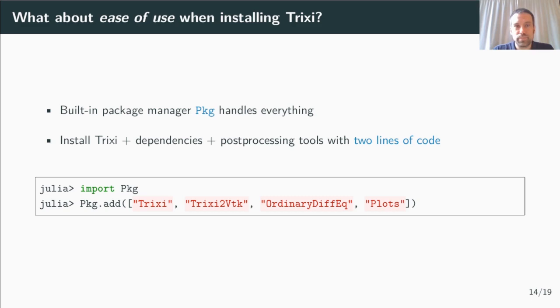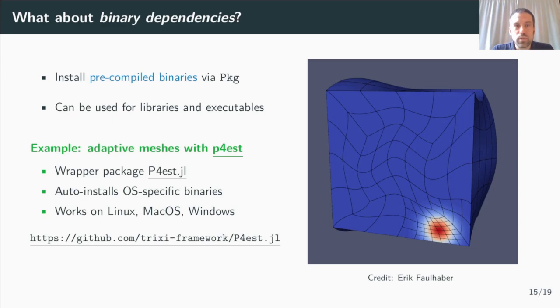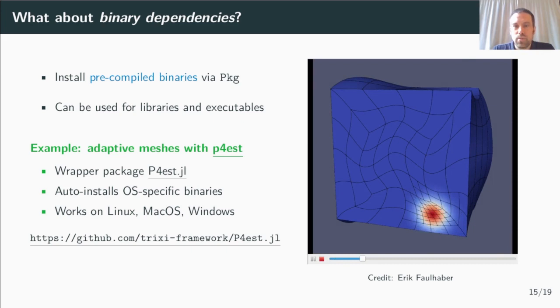This ease of use also extends to binary dependencies. The package manager is also able to install pre-compiled binaries. This can be used, for example, for libraries or executables. I would like to make one example that is actually used in practice in Trixi. This is a simulation with an adaptive curved mesh in 3D. For the adaptivity, we use the C library p4est, and to use this, we created a small wrapper package, P4est.jl, which you can install using the package manager just as you install any other package.